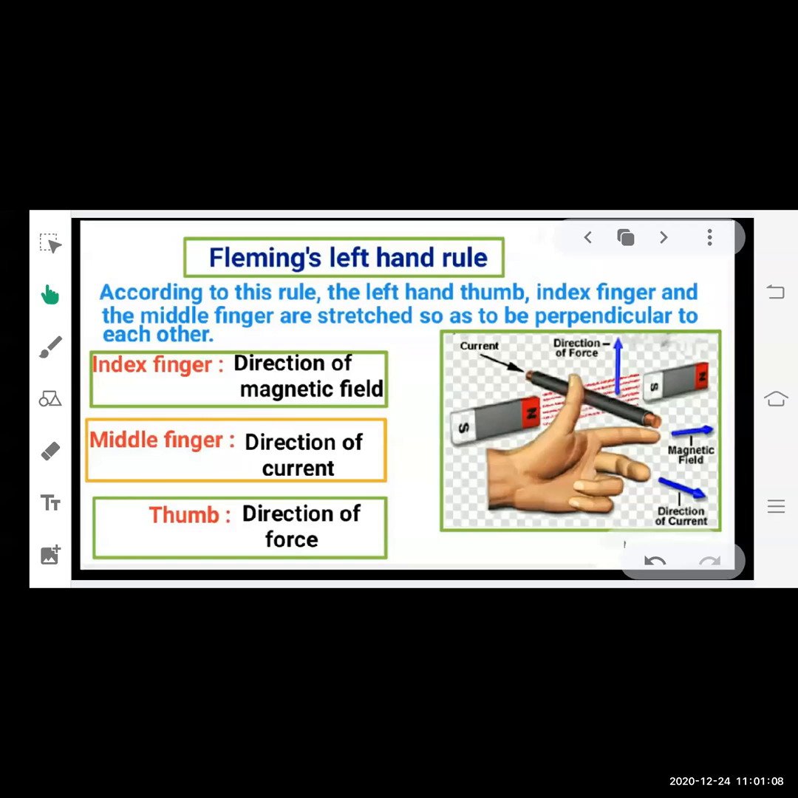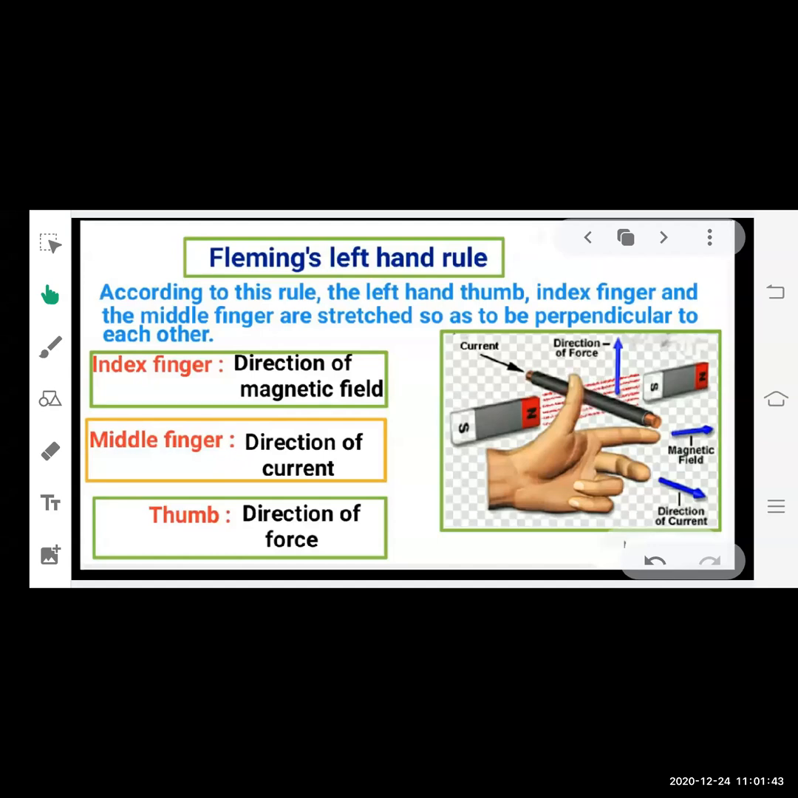So you can see here, the index finger shows the direction of magnetic field. Index finger, or you can say forefinger; middle finger, or central finger, shows the direction of current; and the thumb shows the direction of force. You can see here in the picture, the magnetic field is from north to south pole. So the magnetic field is shown in the direction of this finger, and the direction of current is shown by the central finger. You can see this is the conductor, and it shows the direction of current here, and the thumb shows the direction of force exerted.